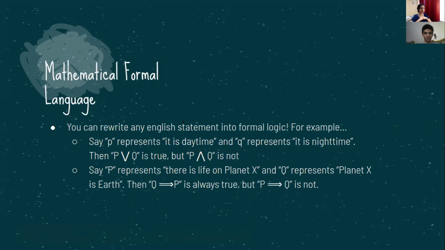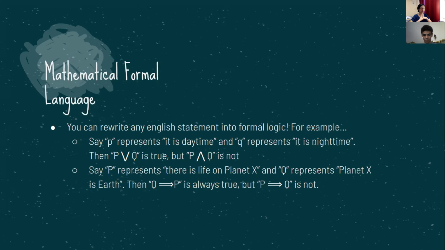So we can literally write any statement in this formal language. For example, if P represents it's daytime and Q represents it's nighttime, then P or Q is true. So it's either day or night, but it cannot be both. So P and Q must never be true, but P or Q is true. So it's either day or night.